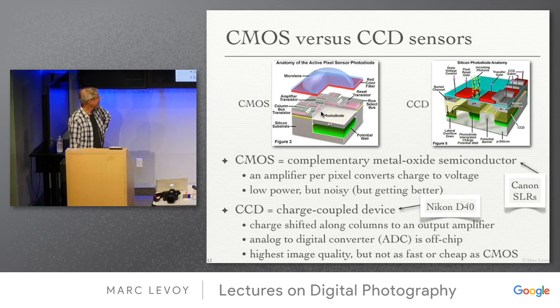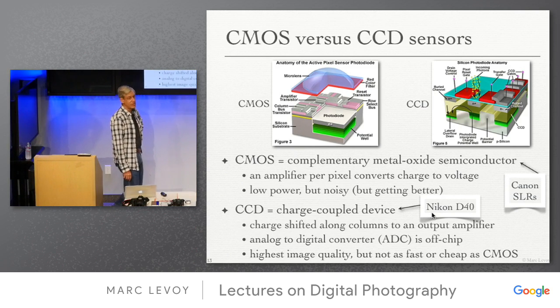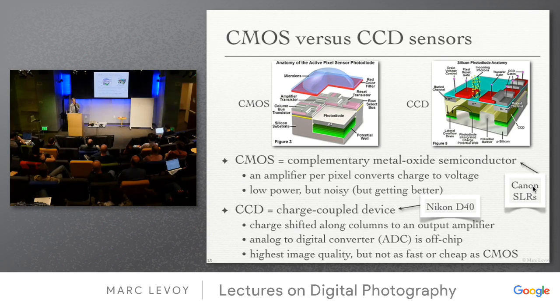So here's an old camera, Nikon D40. I think the last Nikon that used a CCD was the D3000. Now they're all CMOS as well. And Canon SLRs have been CMOS for quite a while.